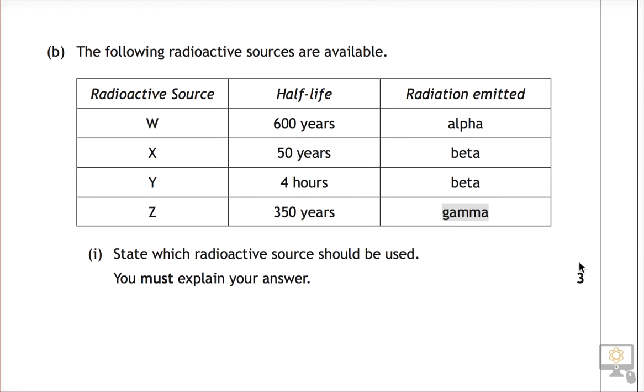You'll see it's worth 3 marks. So 1 mark for the choice of W, X, Y, and Z, and the other 2 marks for the reasoning behind it all, which I guess means talk about the half-life and talk about what radiation should be emitted. So let's go through each of these in turn.